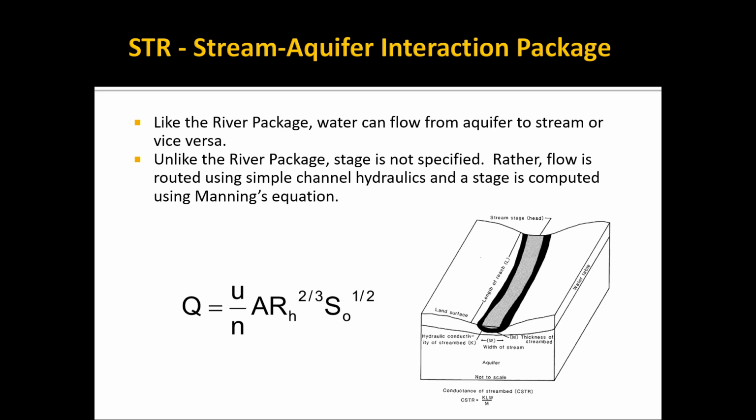I don't want to go into too much detail here, but most of this is geometry. The R sub H term is factored into that, and into the A term is the stage in the river. So for a given Q, it back calculates the stage.